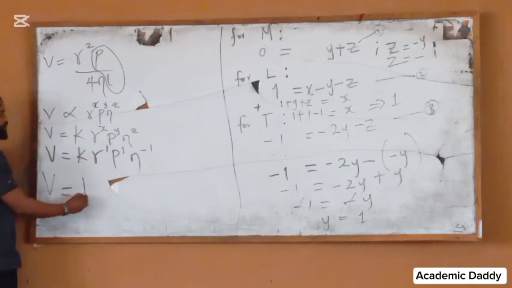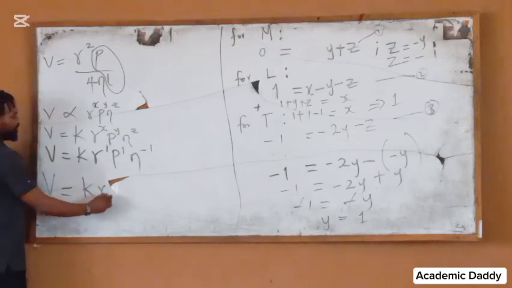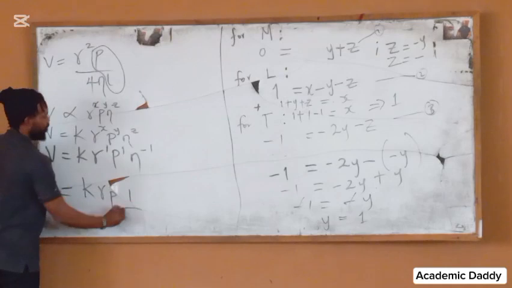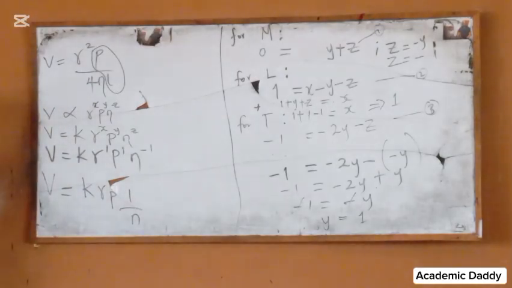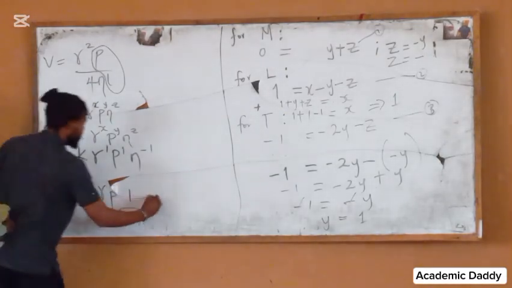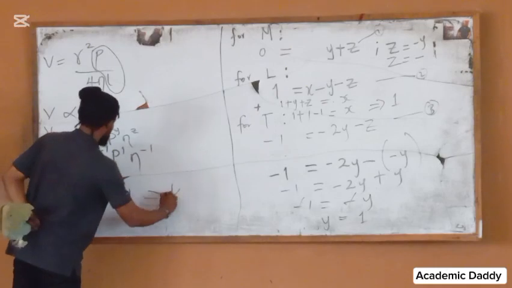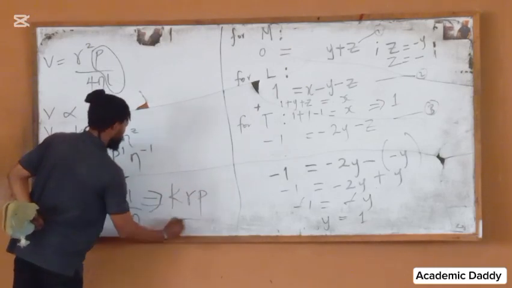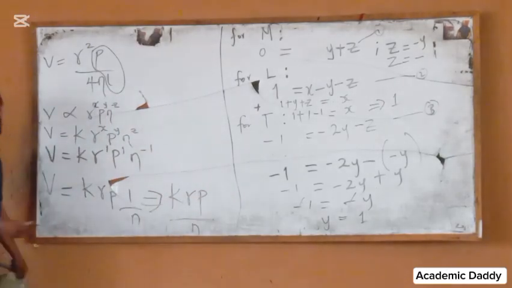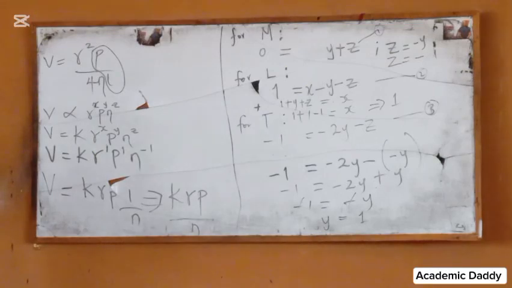So that means that V is actually equals to, if you check it very well, K R P, then 1 over n. Are you aware? Which is the same as saying K R P over n. All right. So we've been able to get the value of velocity using dimensional analysis. What we are now going to get is the value of K using that equation, and for us to get it is simply comparing the two.